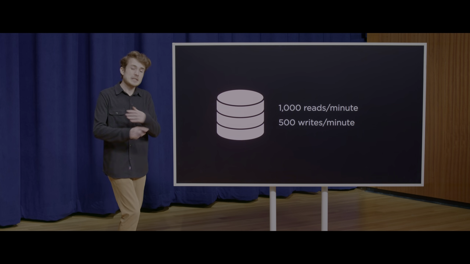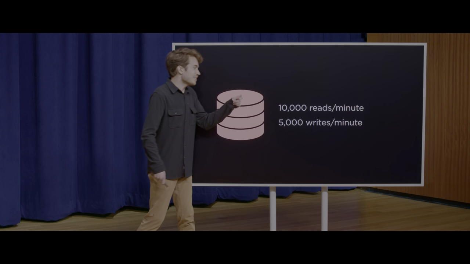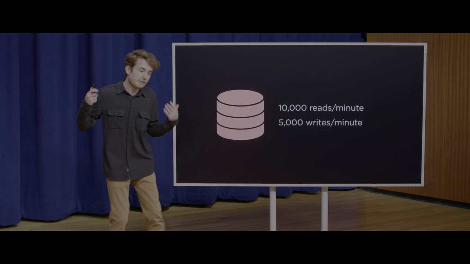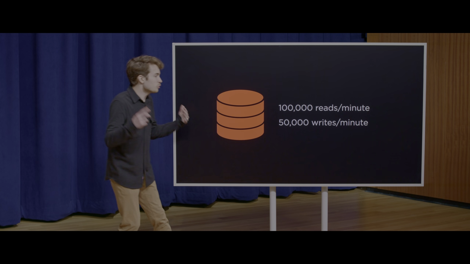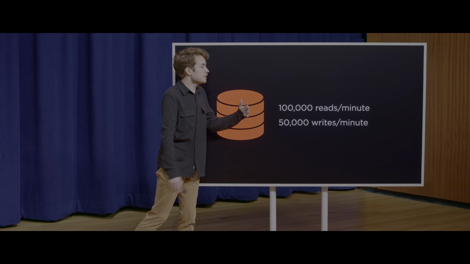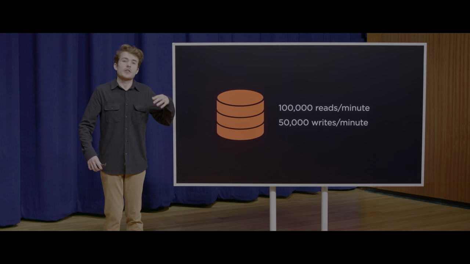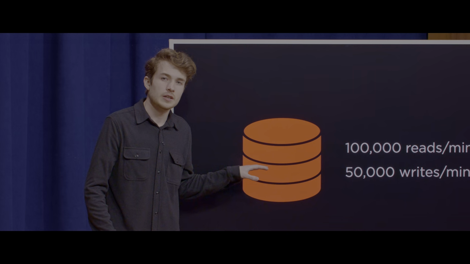And this application gets even more popular, increases by tenfold again. Now we have 10,000 reads per minute, 5,000 writes per minute, and then finally it keeps growing another tenfold, and now we're at 100,000 reads per minute and 50,000 writes per minute. What might be the problem? If I had a single server like this, why might my application start to slow down?